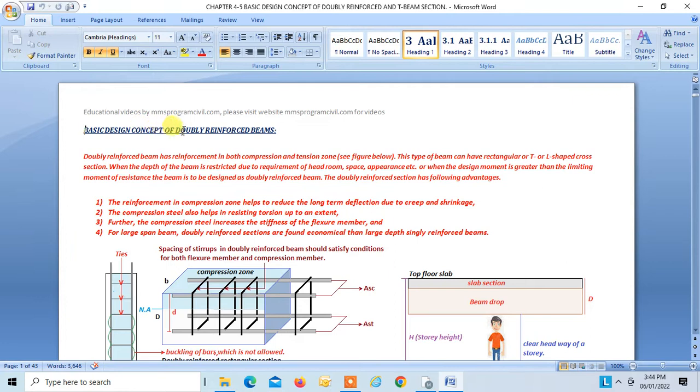Basic design concept for doubly reinforced section. Doubly reinforced beam has reinforcement in both compression and tension zone. See in the figure below. This is the figure, right? This is the neutral axis. We know that above the neutral axis, concrete is in compression. So this is compression steel, and below the neutral axis, there is tension. So this is tensile steel.